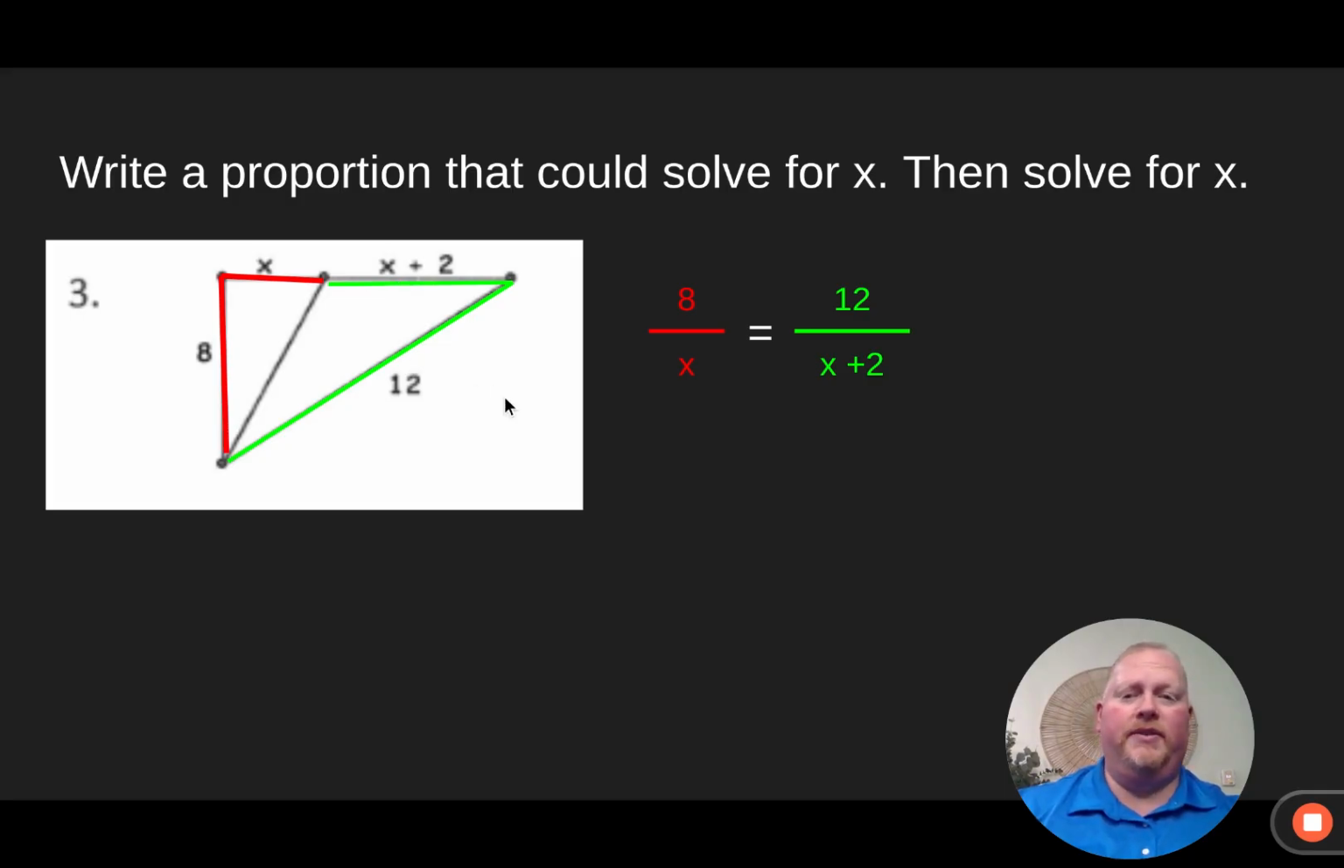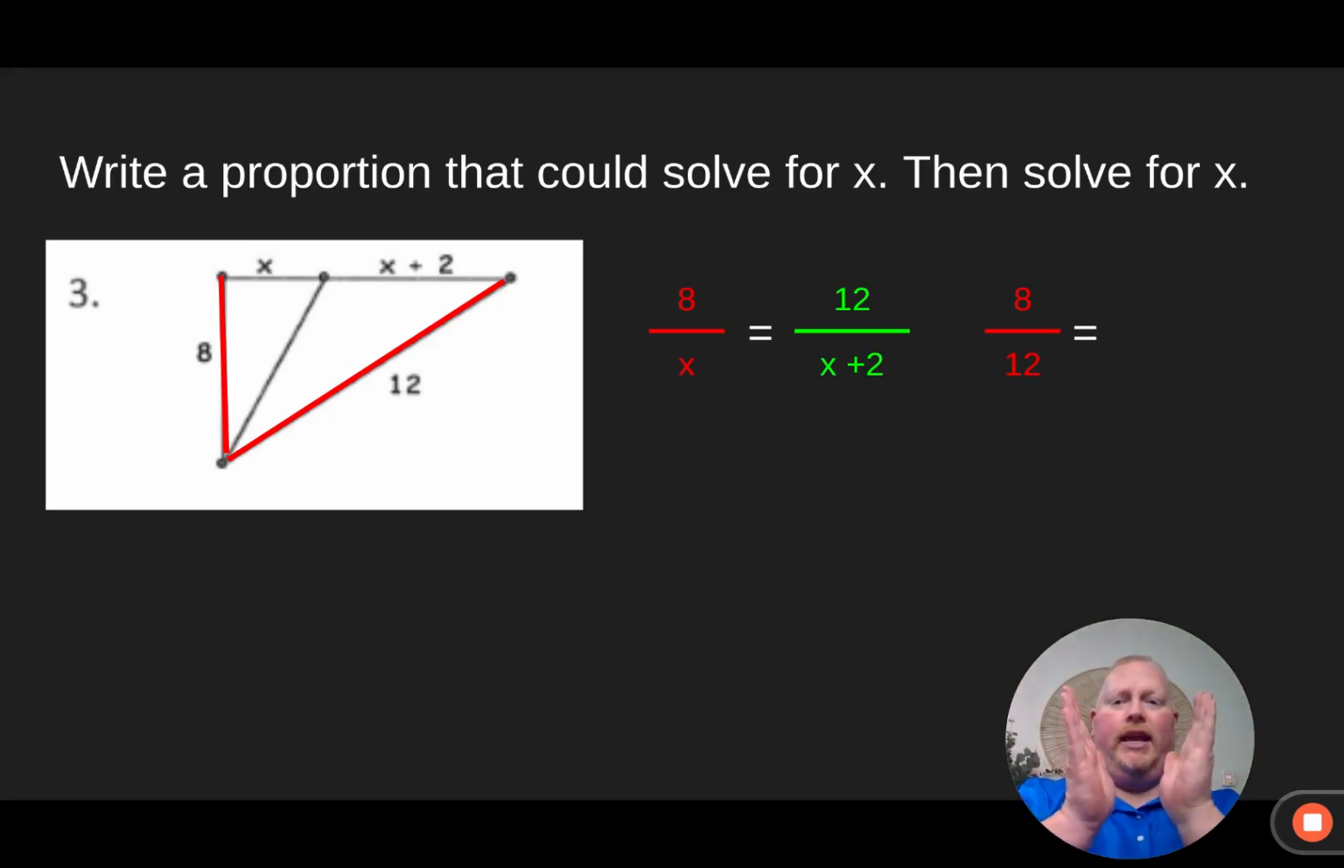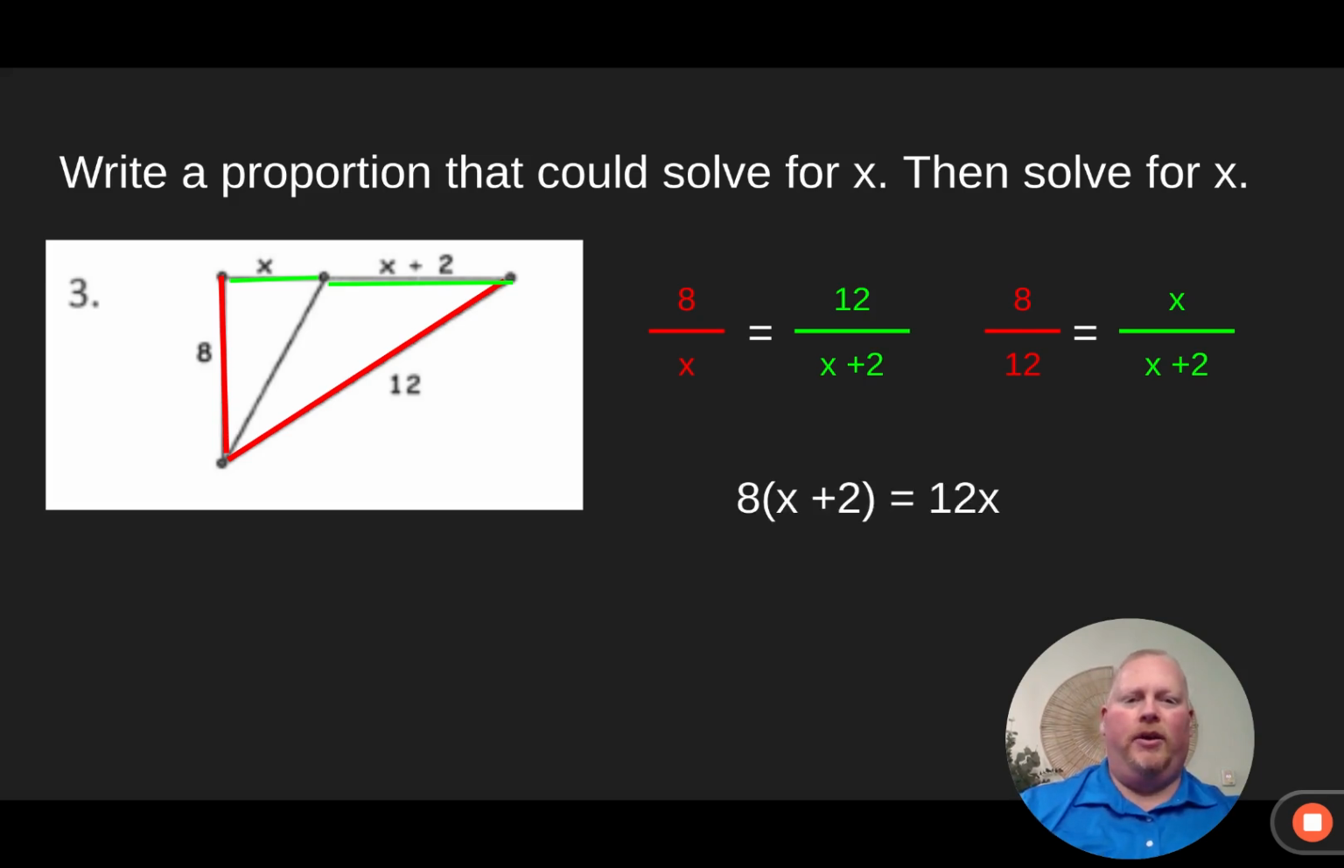Or another way I could have set it up, I could start with the 8 and do 8 over 12. So left side over right side, and then x over x plus 2. Both proportions are good. Both proportions will cross multiply. And so I've got to do 8 times x plus 2 equals 12x.